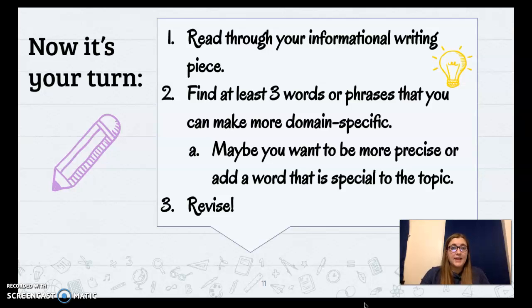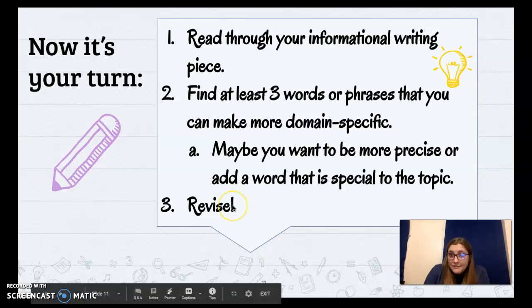All right, now it's going to be your turn. I want you to take a look at your writing that you did last week for your informational piece. I want you to read through it really well and try to find at least 3 words or phrases that you can make more domain specific. And you can do that by making sure that your words are precise, or to see if you can relate the word more to your topic than it is. It might be general, and it might be a great sentence, but can we take that general word and relate it to our topic even more? That's what's going to help our reader understand the very best what we're talking about. And then you're going to revise it.